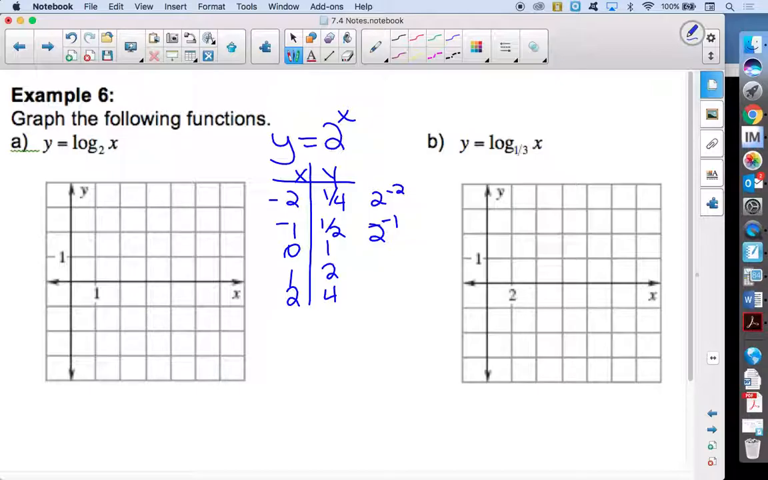Pretty straightforward. How can I use this t-chart? You're not graphing it. But how can I use that t-chart to help us find the correct values for the log graph? Virginia?